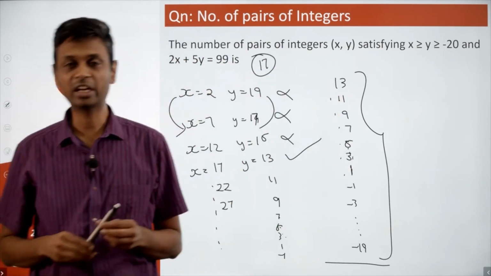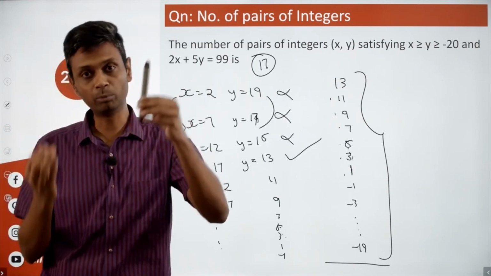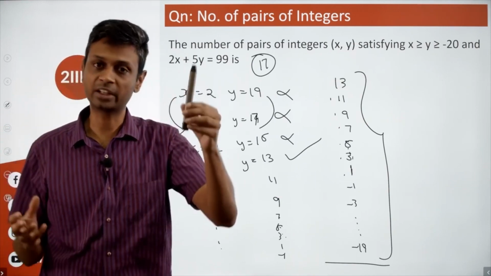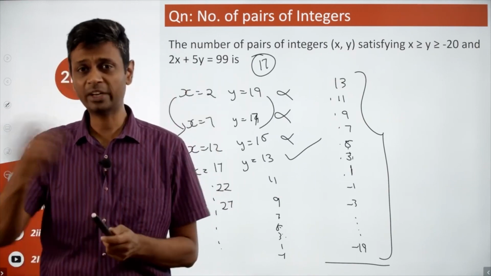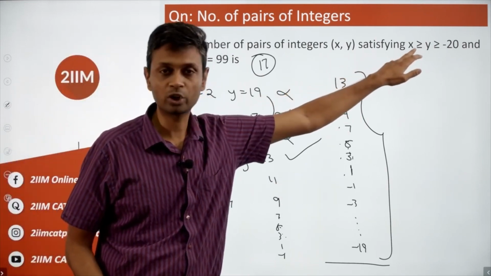And very interesting set. These kind of questions, find one solution and then think about how x and y will move such that one offsets the other. So you have a pattern. After we find the pattern, look at the other conditions that are sitting there. So x greater than or equal to y greater than or equal to minus 20.